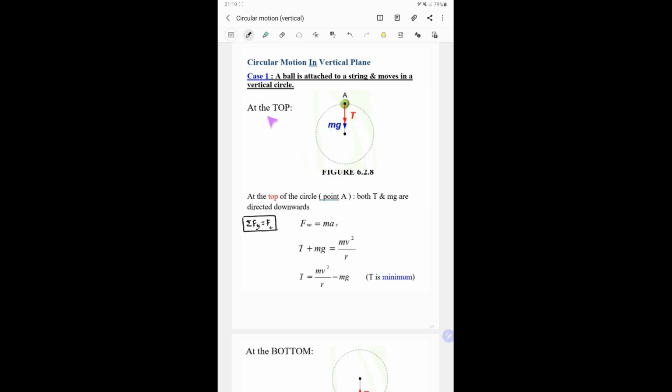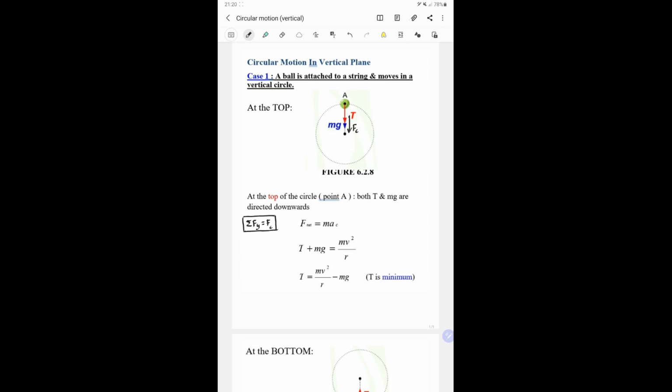Alright, so at the top, what happens now? When the object is positioned at the top, the forces exerted on it are two: its weight, mg, which is directed downwards, and the tension in the string, which is also directed downwards. Because as we know, the tension must be directed out of the body, isn't it? At the same time, the centripetal force Fc is always towards the center, so Fc is also directed downwards.